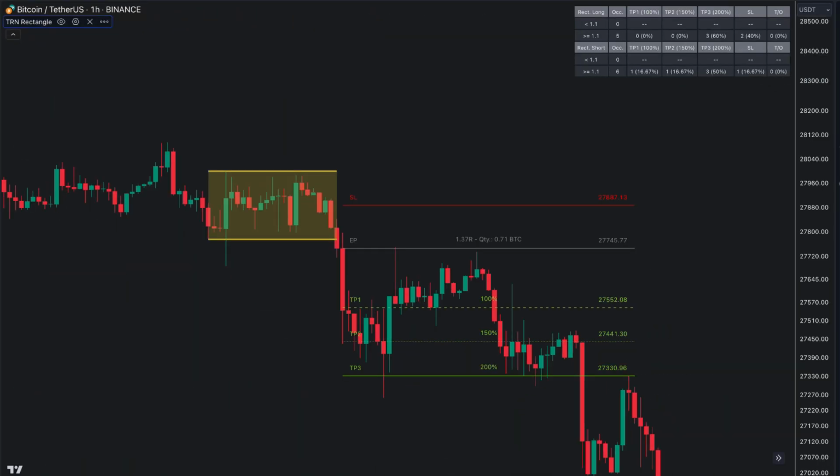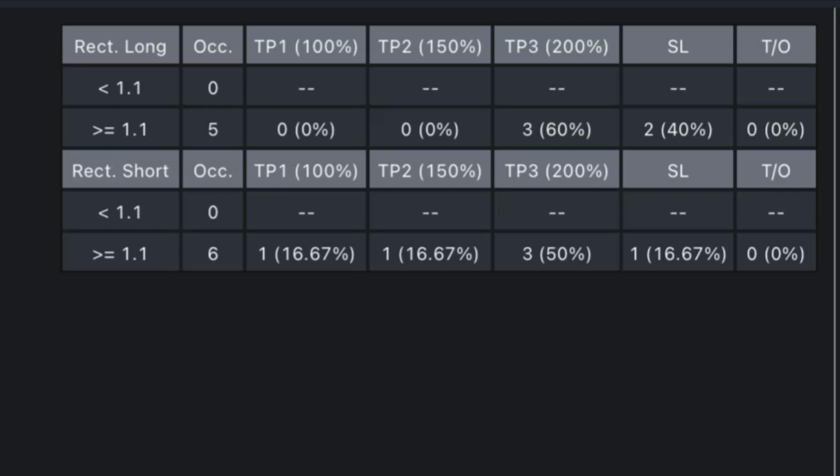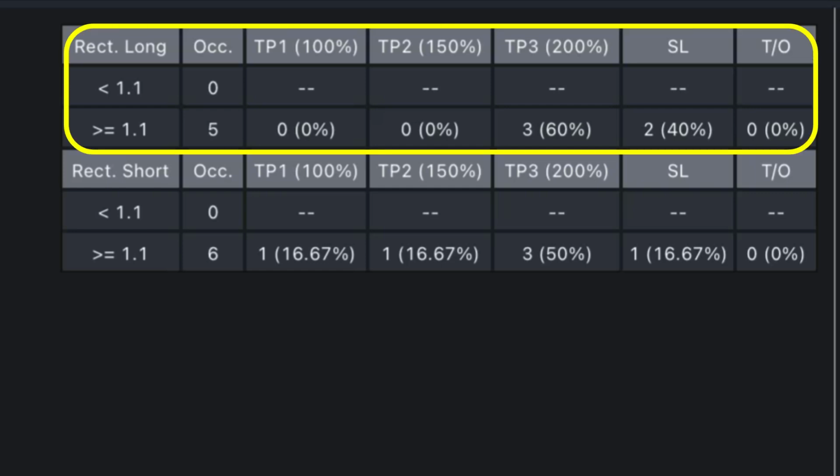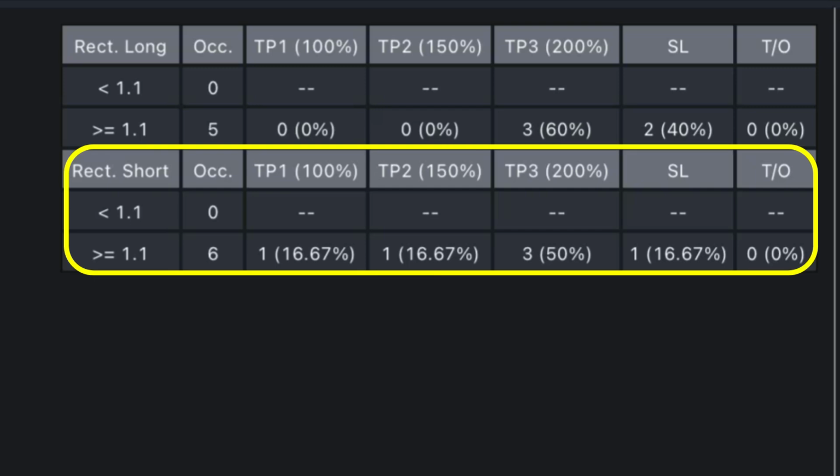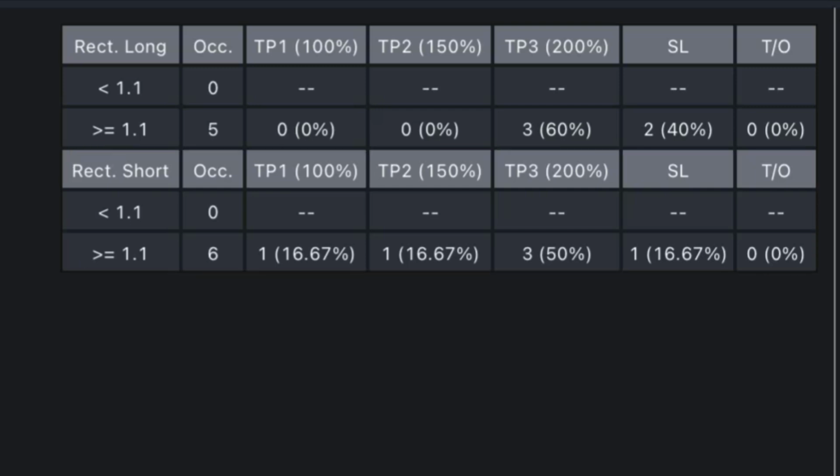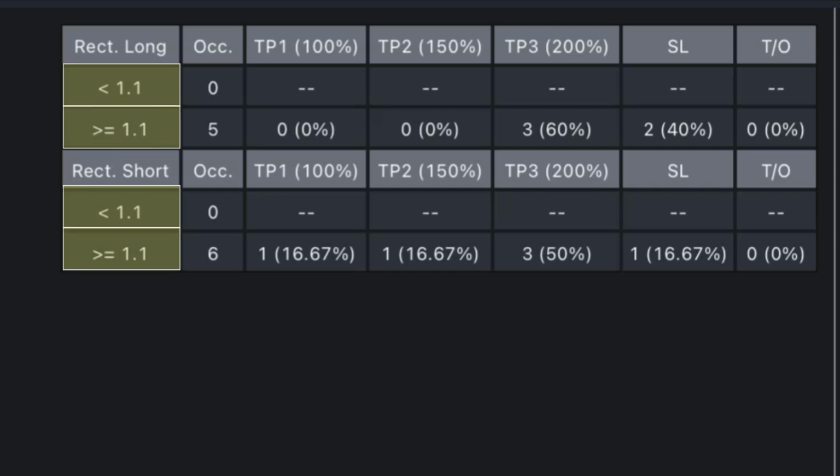Our Statistics feature provides historical performance data for the detected patterns. We've got two sections, one for bullish patterns and another one for bearish patterns. Now within each section we've got patterns with risk-reward ratios both below and above our predefined value.